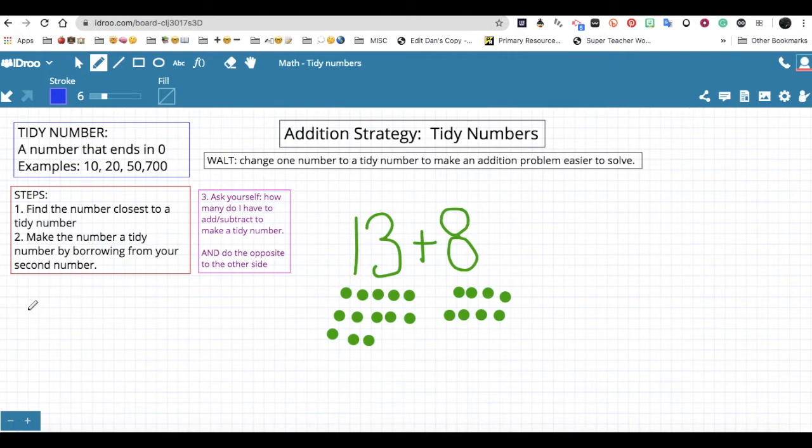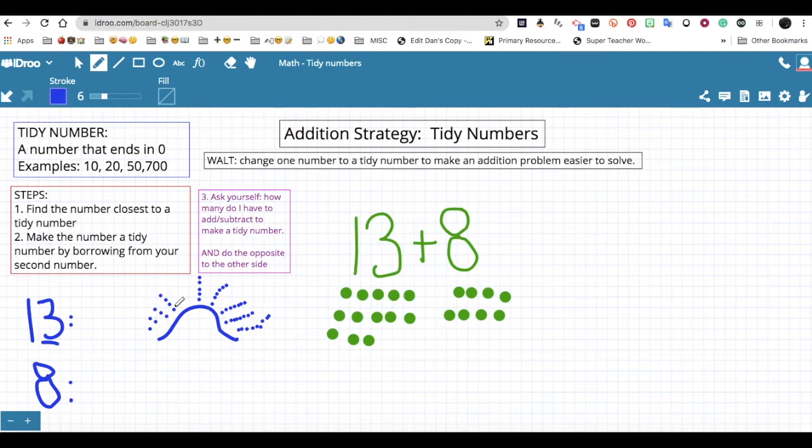First step is we have to find the number that's closest to our tidy number. And this one's a little bit trickier because you've got to think about the tidy number that it's closest to. But you can use what you know about rounding to help us, okay? So if you think about rounding numbers, if we've got our 3, we can imagine our hill, remember our hill, and we've got 1, 2, 3, and 4. 5, 6, 7, 8, and 9. 2, 3, 4, 5. Remember, if I was to stop at my 3, I would go back down. So the closest tidy number for 13 is 10.